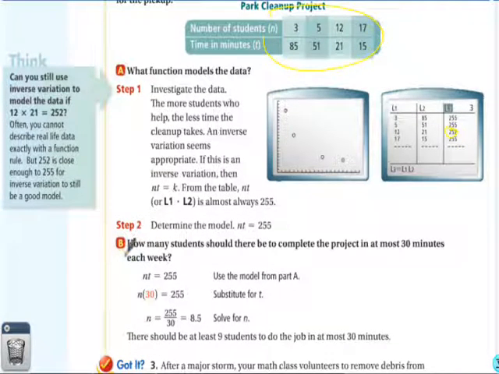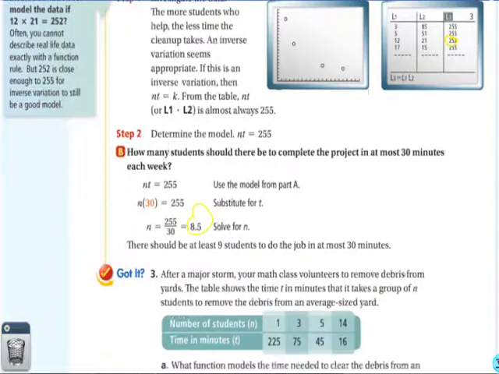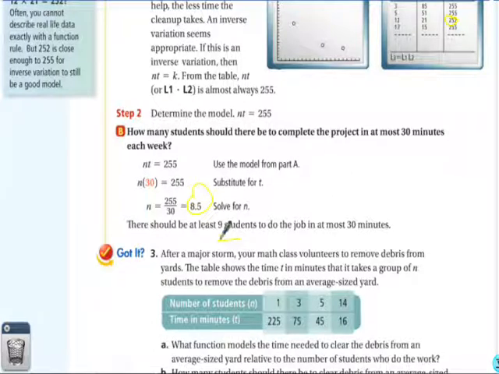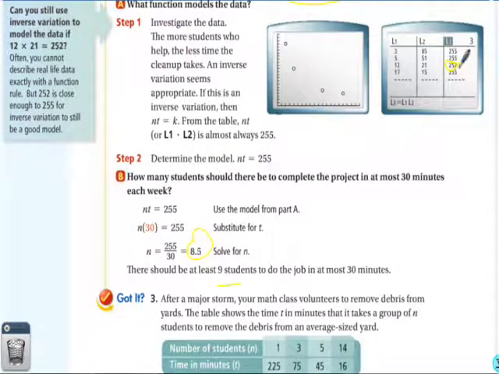How many students should there be to complete the project in at most 30 minutes? Well, we just plug 30 in, we solve, and we get 8.5. Since we're not allowed to cut students in half, we would need at least 9 students. So it's not a perfect model when we have a real-world application problem, but it's pretty close.